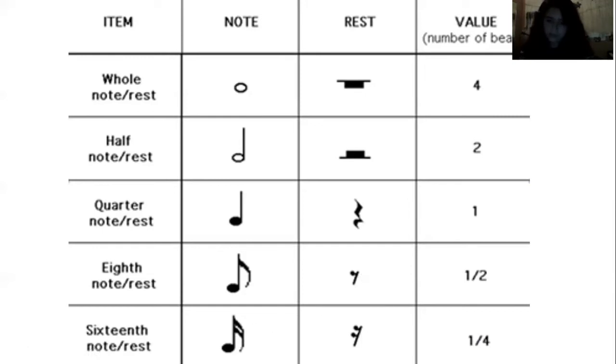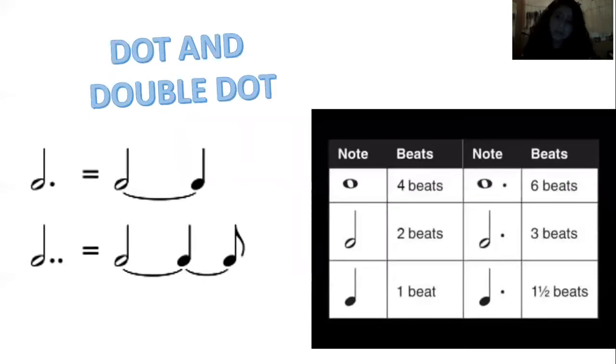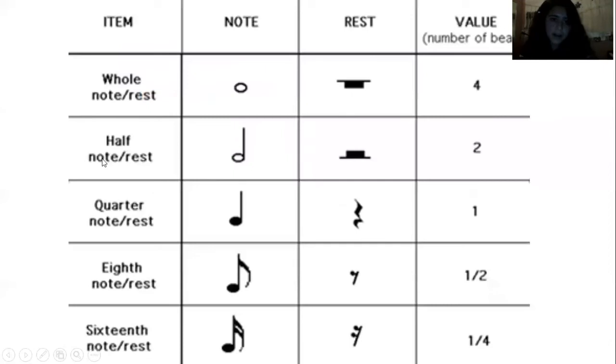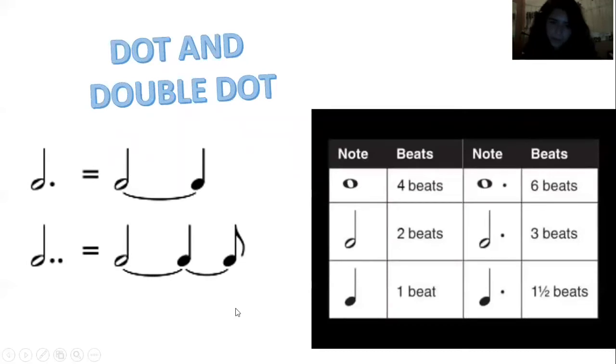And well, we have the dot and double dot. The dot increases the duration of the notes by a half, right? As you can see here, a half note. The half of a half note is a quarter note. And half of a quarter note is an 8th note, as we have here.